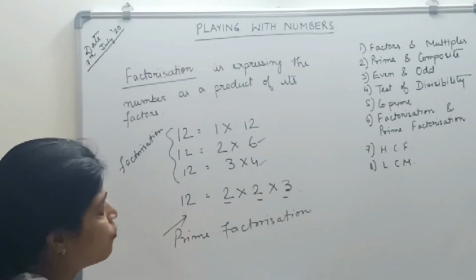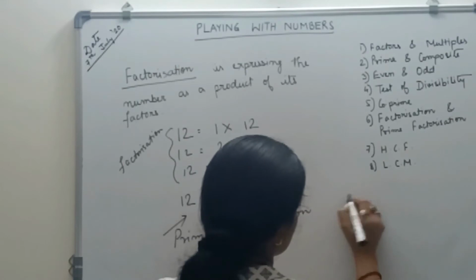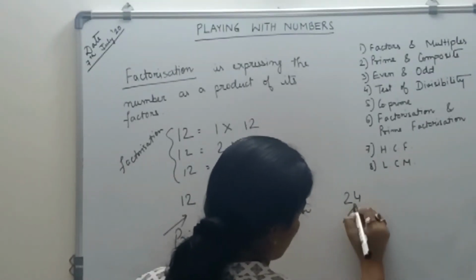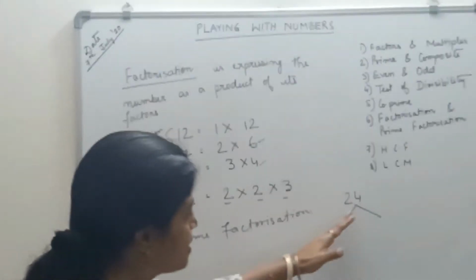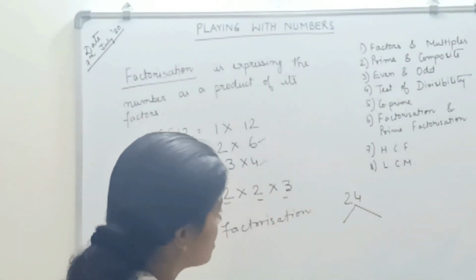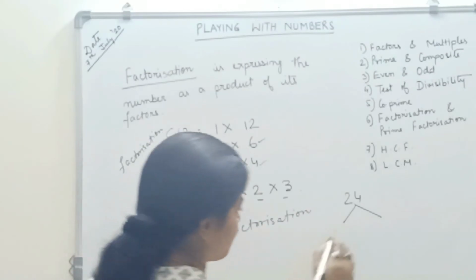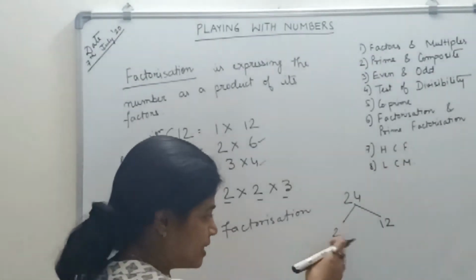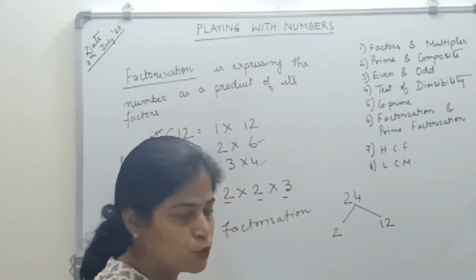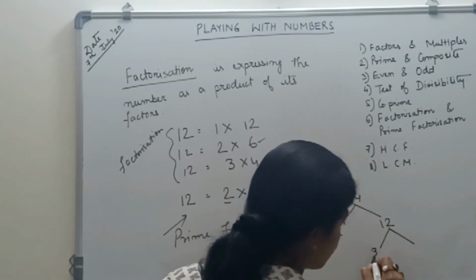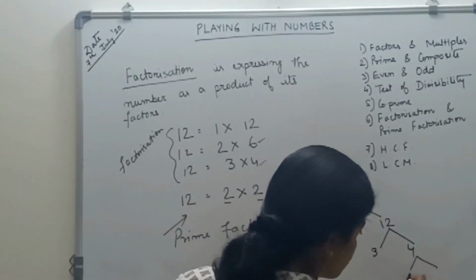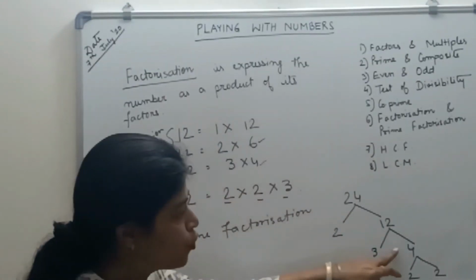So there are many ways. If I take the number 24, how can I do it? Suppose I write it in a tree method. To prime factorize this, 12 into 2 is 24. So 2 into 12 is 24. It could also be multiplied with 1 and 2, so let it be like that. Now 12, what can I write? 3 into 4 is 12. Now 4 also is not a prime number. I can write 2 into 2 is 4.